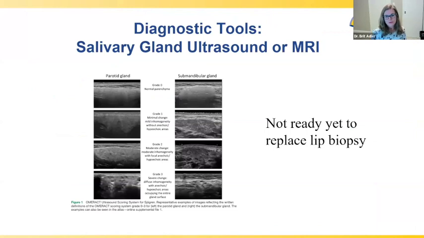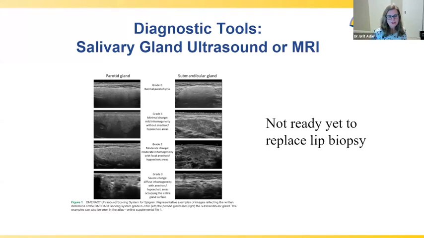There's a lot of research right now in using salivary gland ultrasound or MRI to visualize the salivary glands to diagnose Sjögren's, so we don't have to put patients through lip biopsies. There's a lot of research on this, but it's not quite ready for prime time yet, and it's not quite ready to replace the lip biopsy.